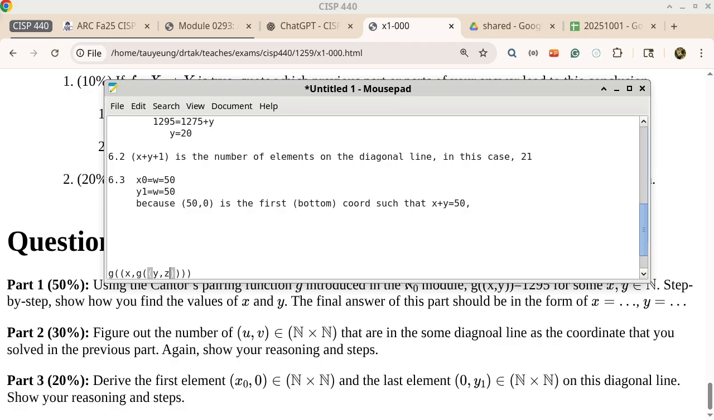Okay, so from that perspective, the Cantor's mapping function is fascinating in the sense that it illustrates the concept of Aleph null.